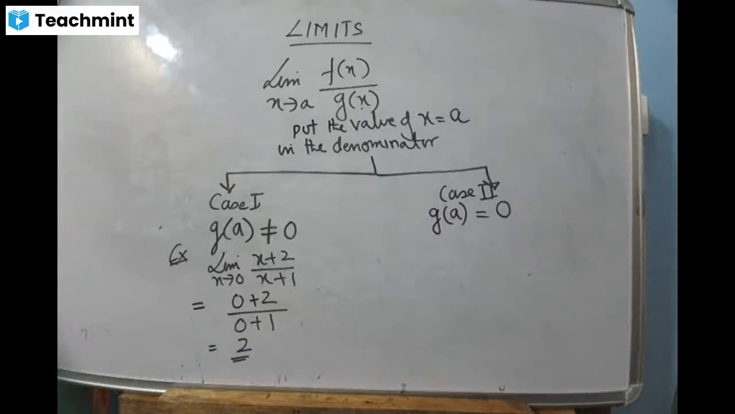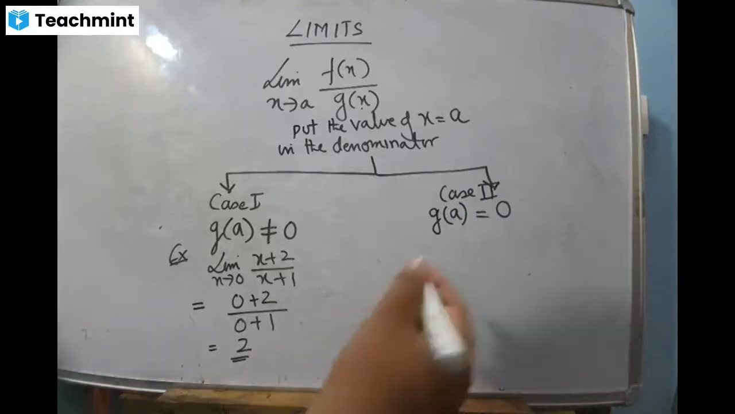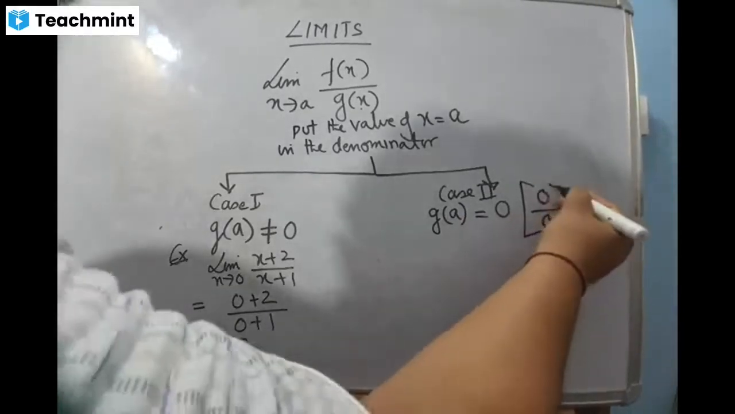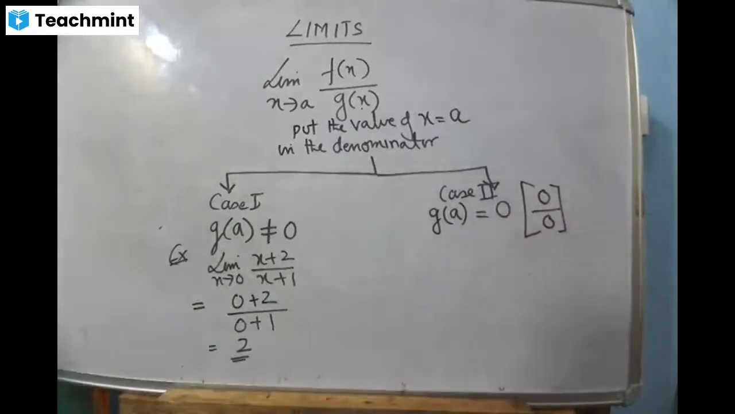So when the denominator becomes 0, please listen to me carefully. When the denominator becomes 0, you will see that the numerator will also be 0 when you put the value. So this is called an indeterminate form. That means indeterminate means we cannot calculate 0 by 0. We cannot calculate what is 0 by 0.